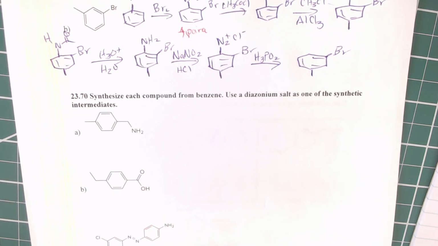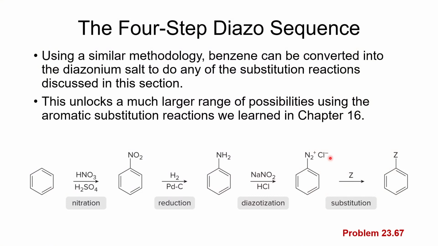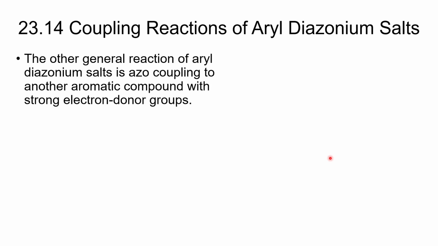Okay, go back over here. We're going to finish out this chapter. We're going to talk about the coupling reactions that occur between the aryl diazonium salts and then the aromatic rings that have strong electron donating groups. So the strong electron donating groups, they can either be oxygen or nitrogen containing groups. So either the aniline derivatives or the alcohol or the alkoxy. We don't have the alkoxy listed there.